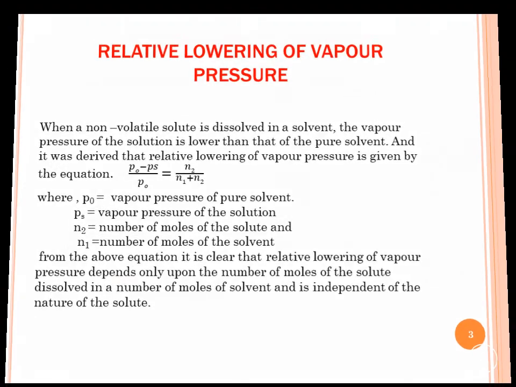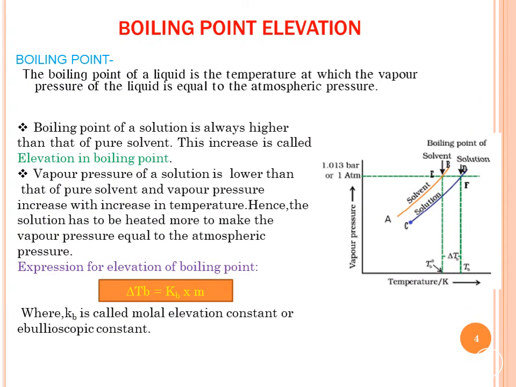Now the second colligative property is the boiling point elevation, or elevation of boiling point. Before starting this topic, first we have to know what a boiling point actually is. Students, the boiling point of a liquid is the temperature at which the vapor pressure of the liquid becomes equal to the atmospheric pressure. Once again I am repeating this, listen carefully. It is the temperature of the liquid at which the vapor pressure of that liquid becomes equal to the atmospheric pressure. We know that the atmospheric pressure is 1 atm, or equal to 1.013 bar.